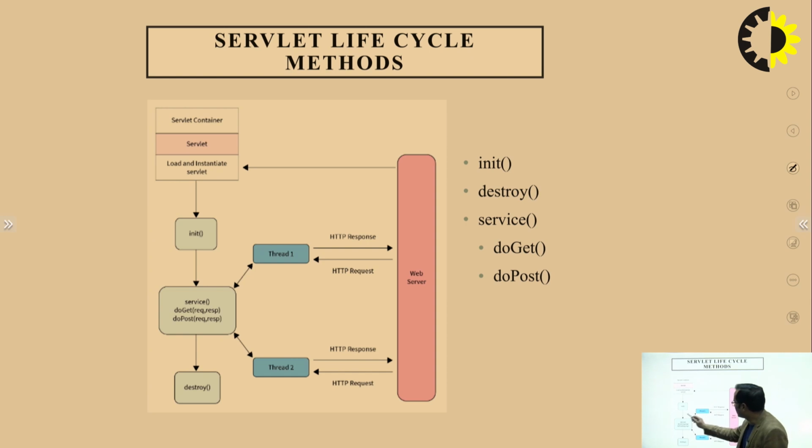So each request and response is managed by individual threads. When a request comes, it is initialized. Then the service method calls the doGet or doPost method to process the request by creating individual threads. Then this request is transferred to the web server, where the response is generated, and the response is sent back through the thread to the client. So we can see here that each request is handled by the service method by creating a separate thread.